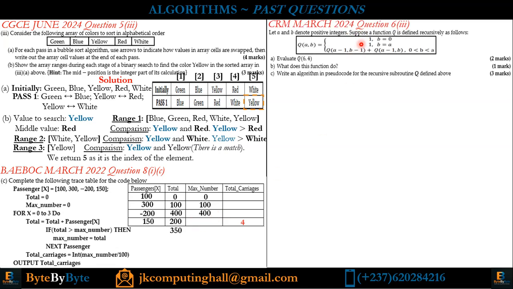Center Regional Mock 2024 question 6 sub 3. Let A and B denote positive integers. Suppose a function cure is defined recursively as follows. That's what we have. So cure of A, B, these are the two parameters. 1 if B equals 0, 1 if B equals A, cure of A minus 1, B minus 1, plus cure of A minus 1, B, if 0 is less than B, less than A. That's what we have, dear students.